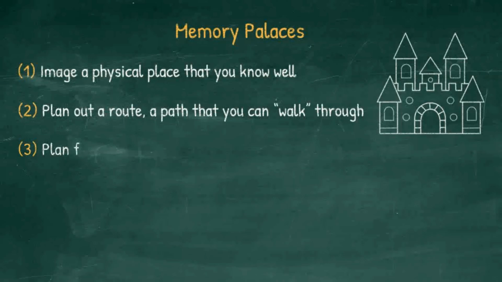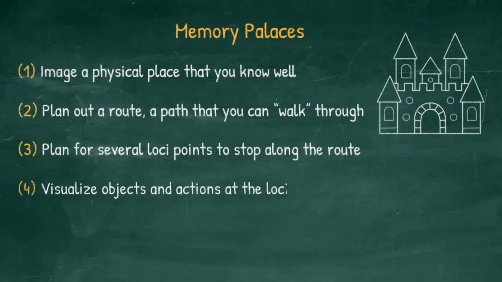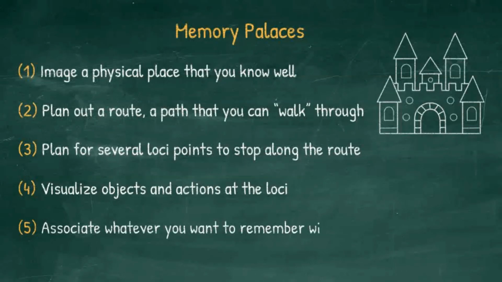And at each of these places that you're walking through, there are several planned loci points where you will stop along the way. And these are the points where you will mentally try to create pictures to remember things that are difficult. This is especially helpful with vocabulary words or difficult concepts. We will visualize objects and actions at each of these points. You will also associate whatever you want to remember with those points, and I will show you a full-length example.